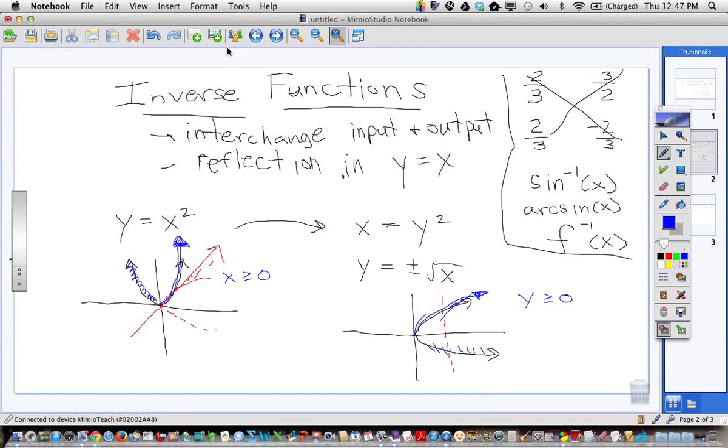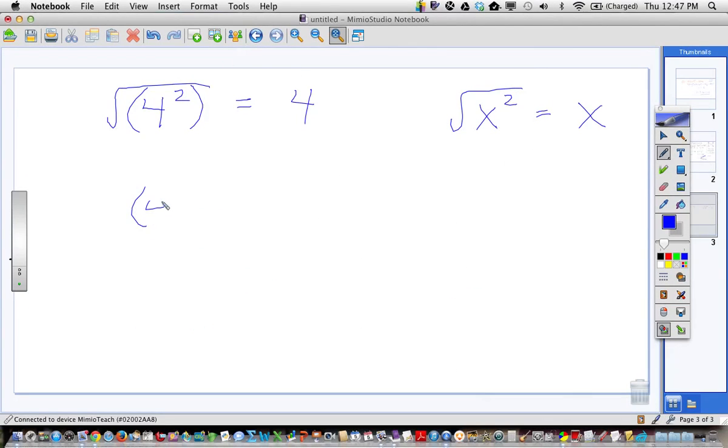We have to restrict the x to be positive, because if I was to start with a negative 4, do I get negative 4 as my answer? No. Negative 4 squared is 16. The square root of 16 is positive 4, not negative 4. So, in reality, when I do the square root of x squared, what should this answer really be over here? Not plus or minus. You never get a minus. It's what? Absolute value of x.